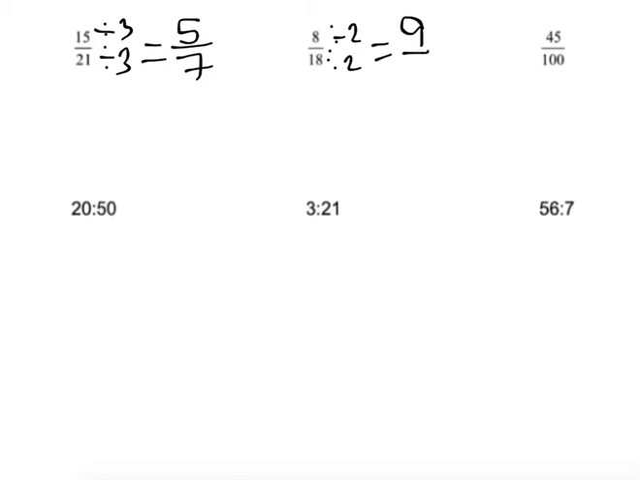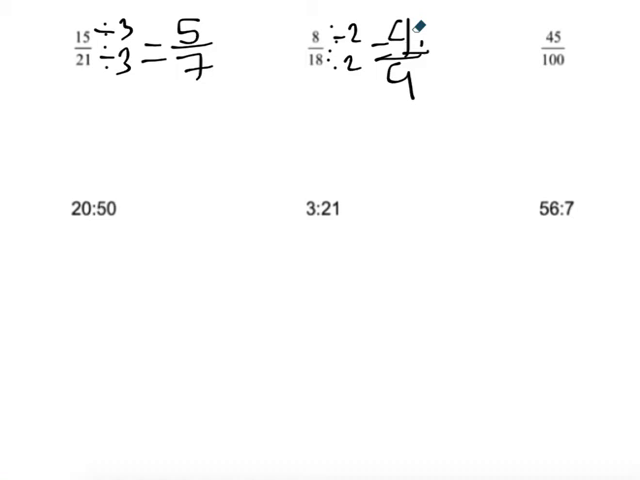Let's do a few more. 15 over 21. I'm going to do this one mathematically for you. So we're going to take 15 over 21. We're going to divide the top by 3, the bottom by 3, because both numbers are divisible by 3. And I'm going to get 5 over 7. Now, if you were to do the next one, both are divisible by 2. So I'm going to divide by 2, divide by 2. Sorry, I'm going to get 4, not 9. I'm going to get 4 over 9. That makes way more sense.